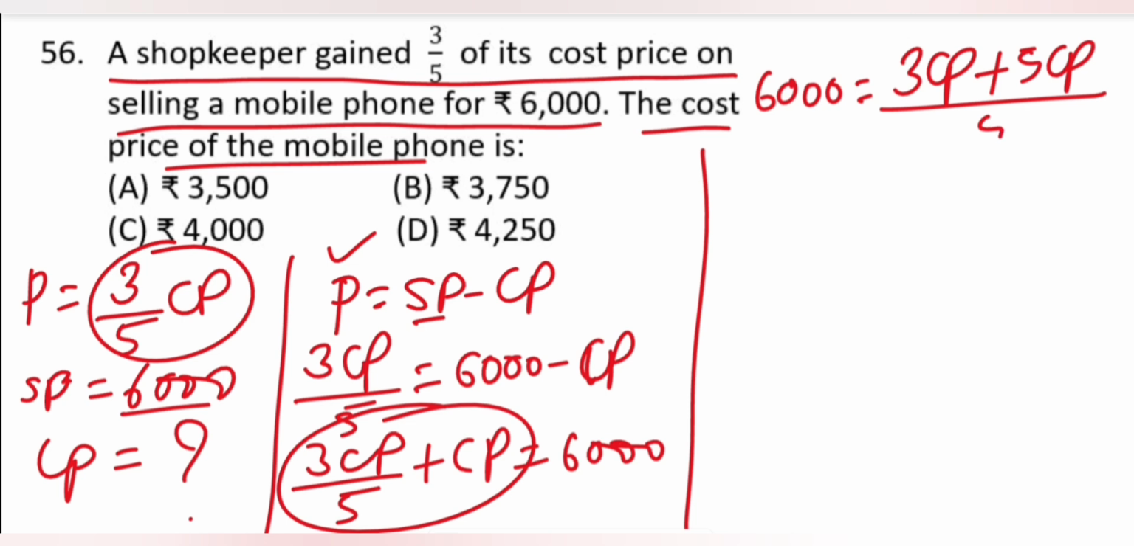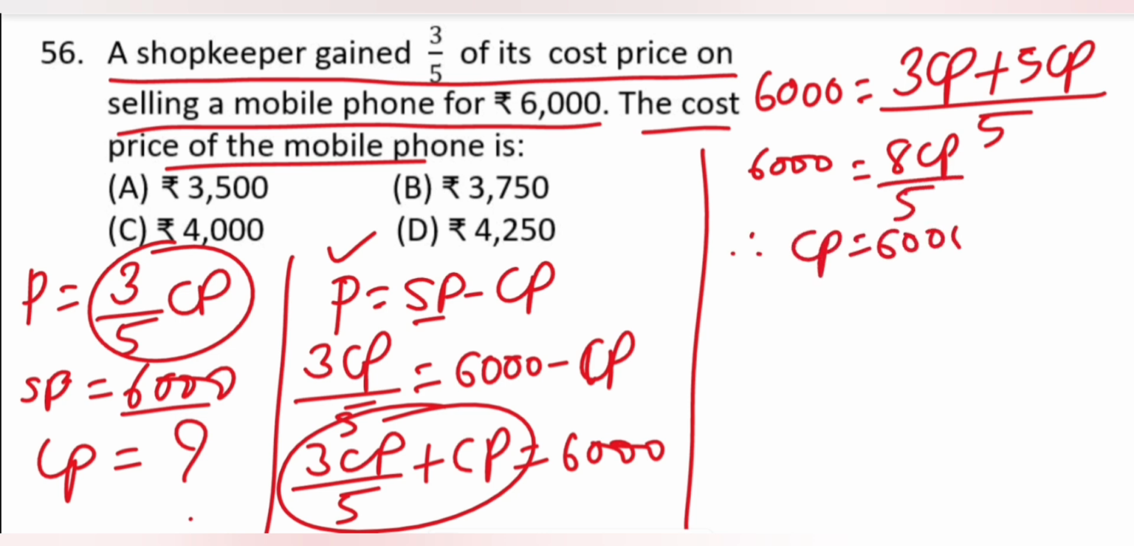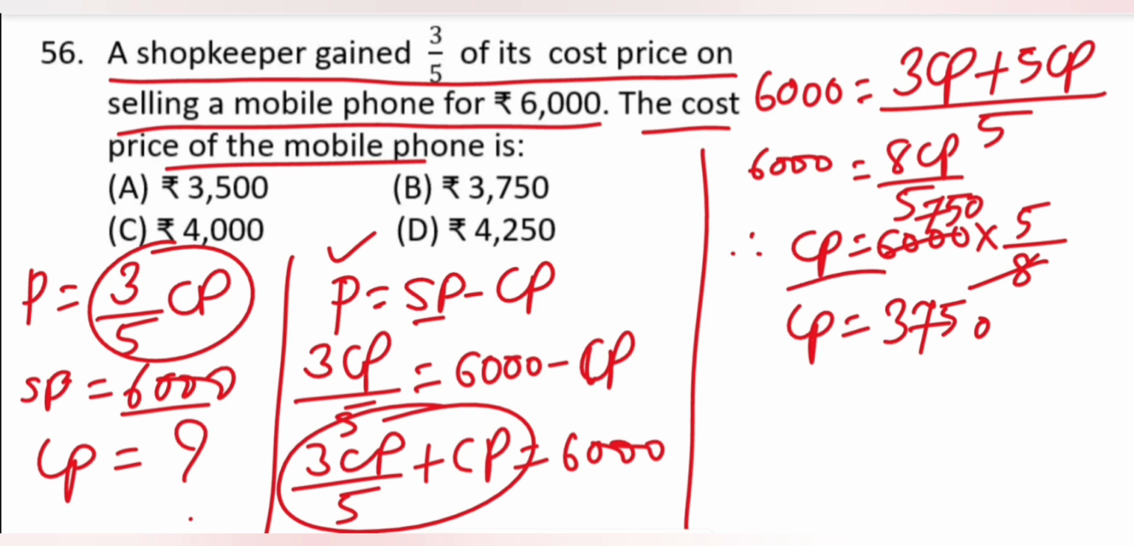So 6000 is equal to 8 CP divided by 5. Let us keep CP on one side and send 8 by 5 to the other side. That will become 5 by 8. Okay, so 6000 divided by 8 is equal to 750. Alright, so 750 into 5 is 3750. Alright, let us move to the next question.